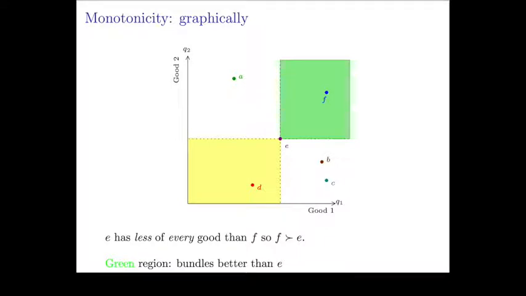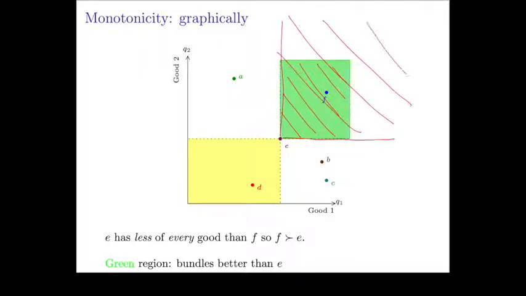Now that's true of every bundle in this region here. Anything that's above this dotted line and above this dotted line, anything in this region would have to be better than E for the same reasons. It has more of both goods.